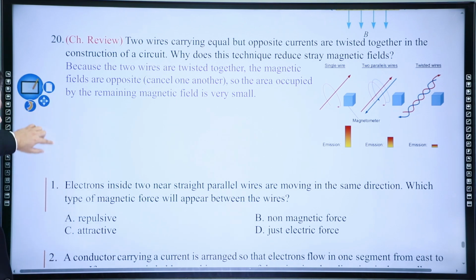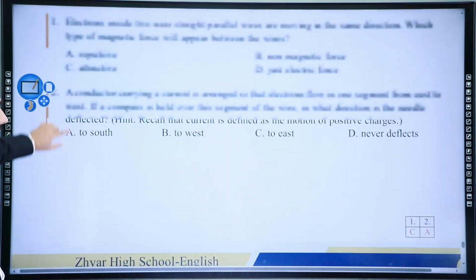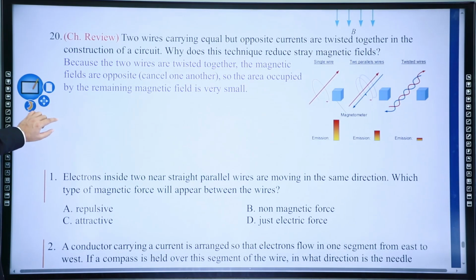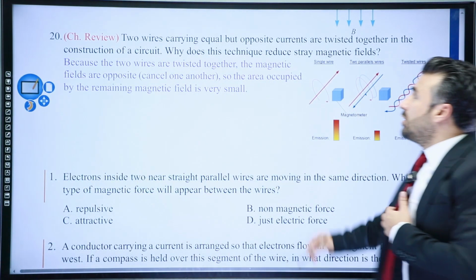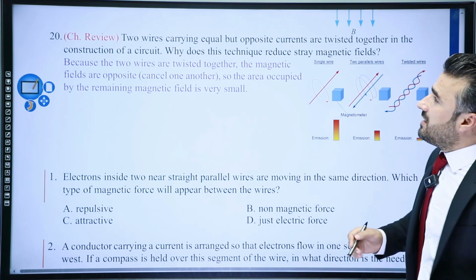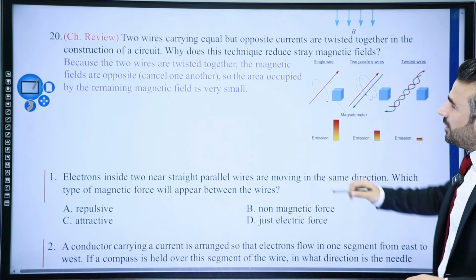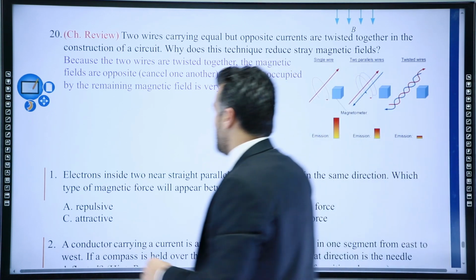Let's see if we can keep this one. Take a look, guys. The last thing for this session is what happens when two wires carrying equal but opposite currents are twisted together, let's say in the construction of a circuit. Why does this technique reduce any magnetic fields? Now watch this, this is something very important.